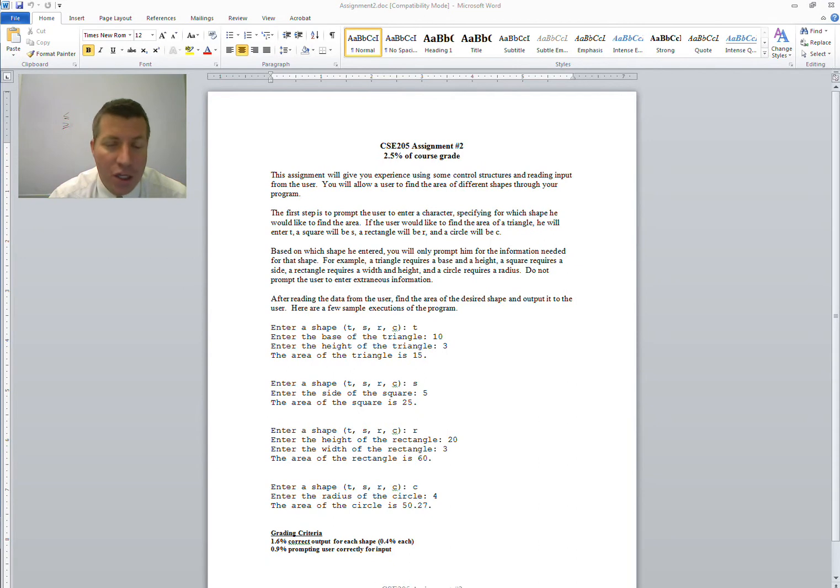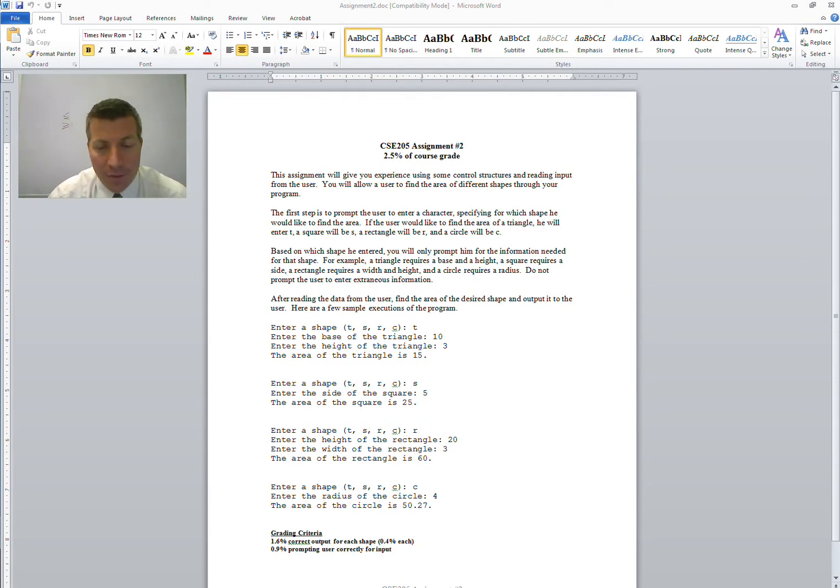Depending on the shape that the user types in, whether it's a triangle, square, rectangle, or circle, it's important that you only prompt them for the information that you need for that shape. That means if the user has typed in T for triangle, I do not want you to prompt them to enter the radius. I don't want you to prompt them to enter the width. What I want you to do is prompt them only to enter the base and the height. If they enter S for square, you only need to prompt them to enter side. If they enter R for rectangle, only the height and the width. And if they enter C for circle, only the radius.